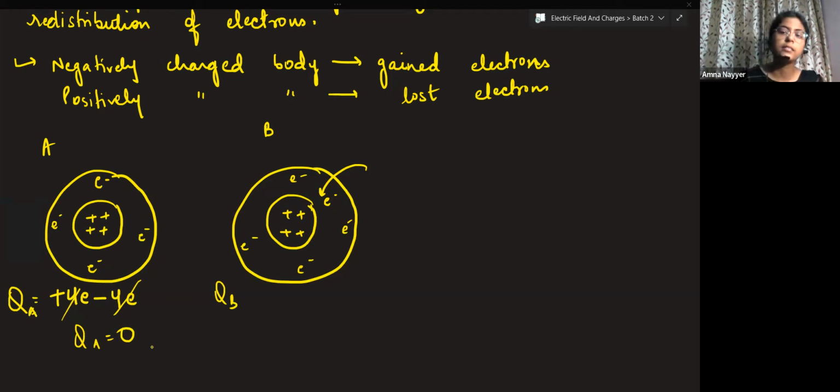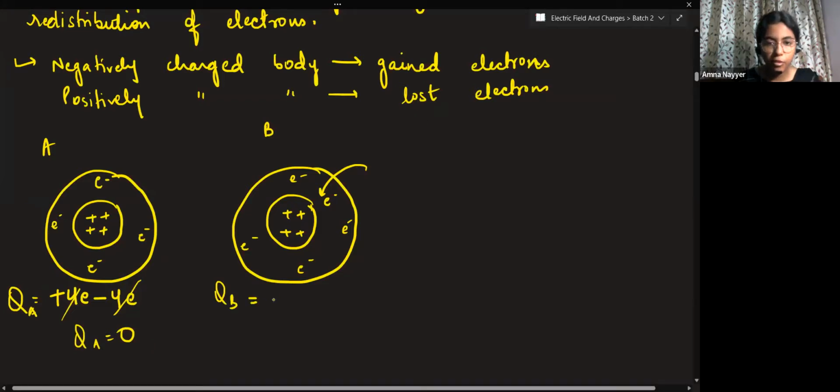Yes, correct. It will be a single minus e. 4-unit positive charge from the nucleus and minus 5e for the electrons. So minus 5e plus 4e gives us what? It gives us minus e. So it is rich in electrons, means this is a negatively charged body.